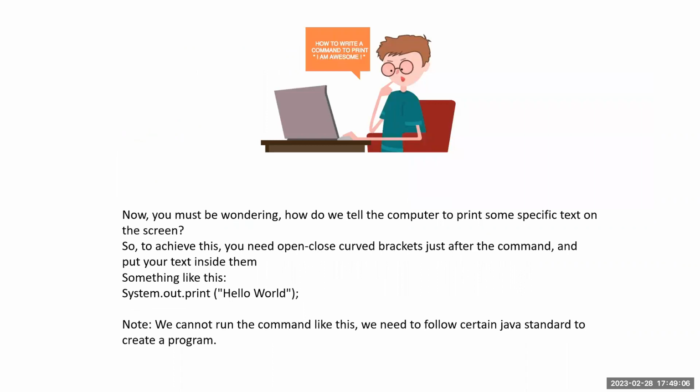Now you must be wondering how to tell the computer to print this kind of specific text. There is a lang package that Java provides, and I'll tell you what exactly this lang package is. In that lang package, we have System.out.println, which prints anything to the screen. This is an example: System.out.print.